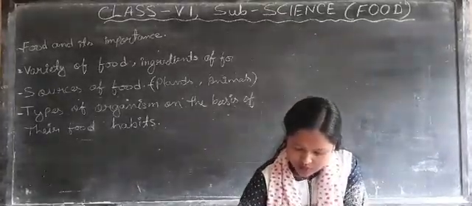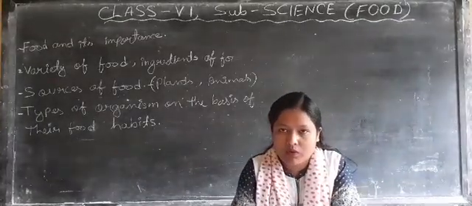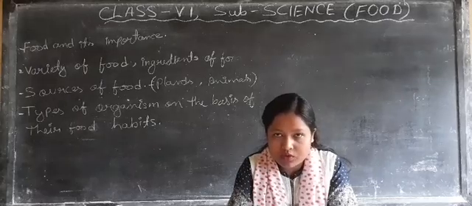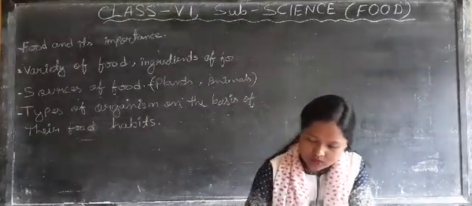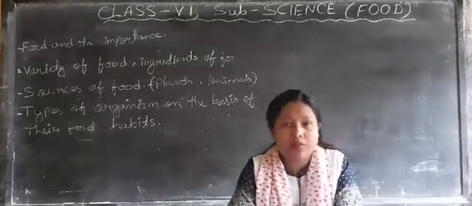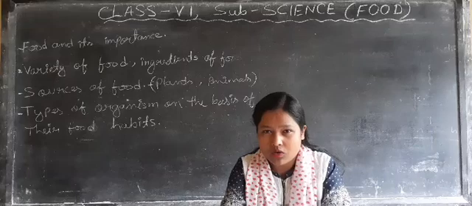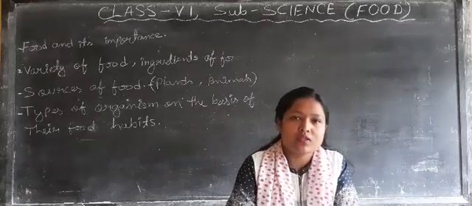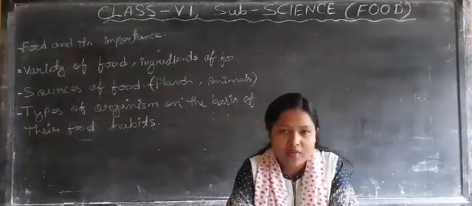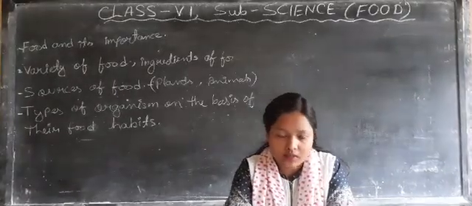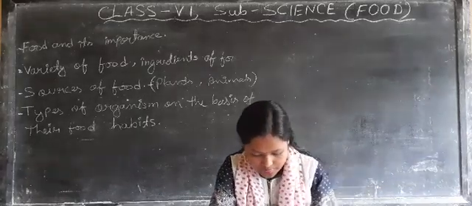Plants are also known as producers, as they can prepare their own food with the help of a process called photosynthesis. Okay, and they are also called producers, whereas animals, they cannot prepare their own food, therefore they are called consumers. Animals are also known as heterotrophs, whereas plants are known as autotrophs.